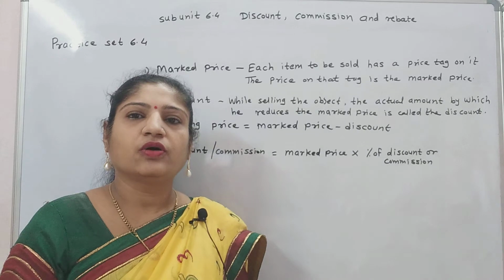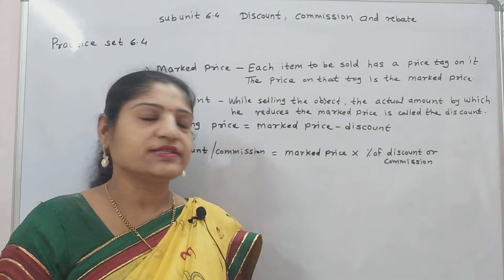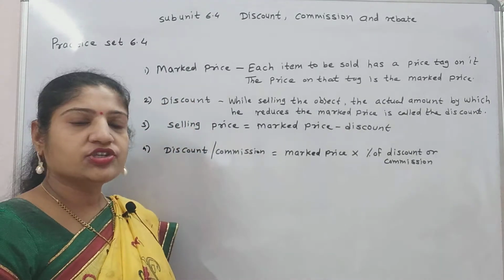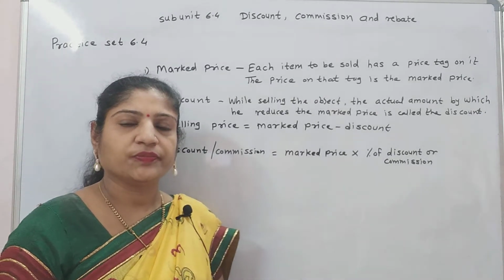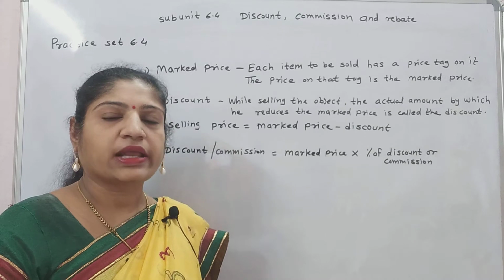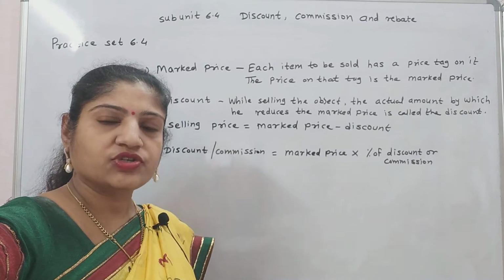Commission or the discount is in the form of a percentage. Discount or commission equals mark price into the percentage of the discount. These are the formulas for calculating the discount or commission.